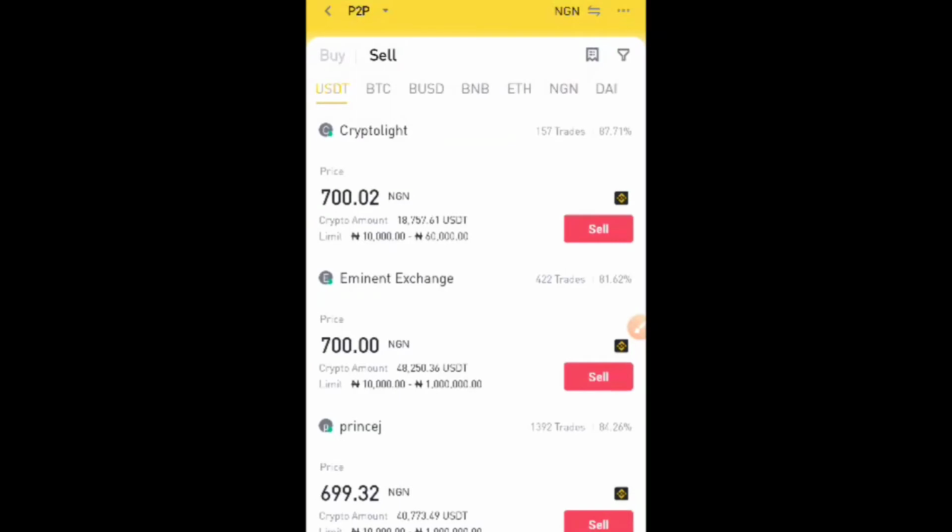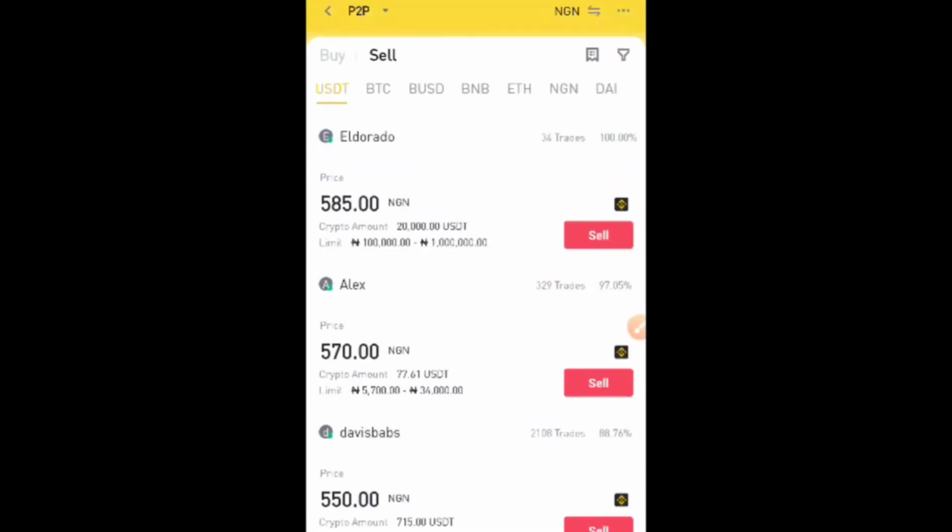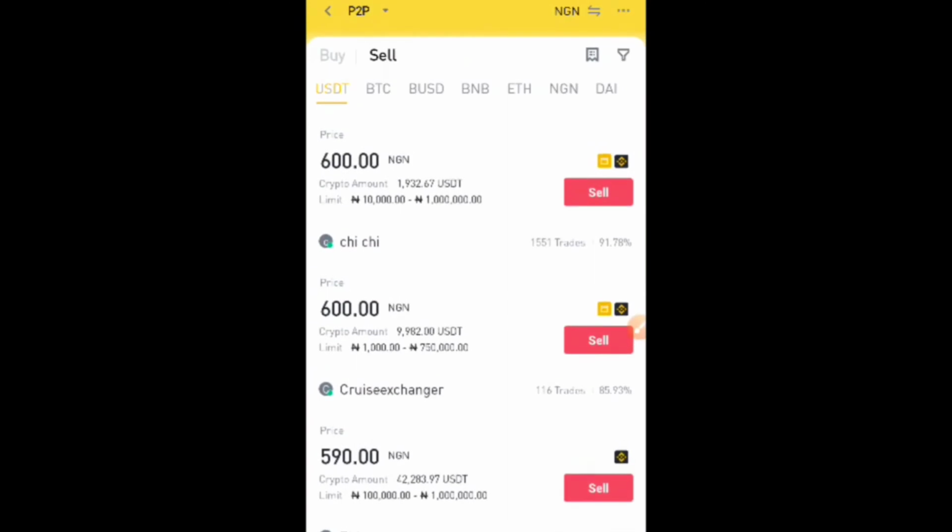So you have to scroll down to look for the one that you can withdraw to your bank account. Now look at this one. You can withdraw this to your bank account.